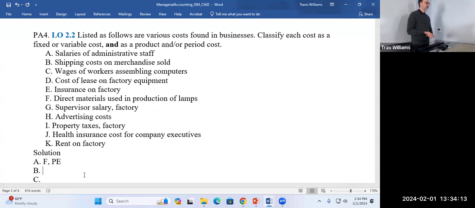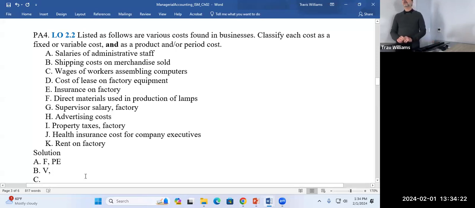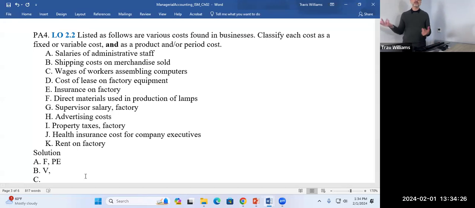Okay. Shipping costs on merchandise sold. It is variable. Now, in this case, it's not varied based on how much we produce. It's variable based on how much we sold, but it would still be considered variable. And is it a product cost or period cost? Actually, period, because shipping is after production. So it's not considered a production cost.